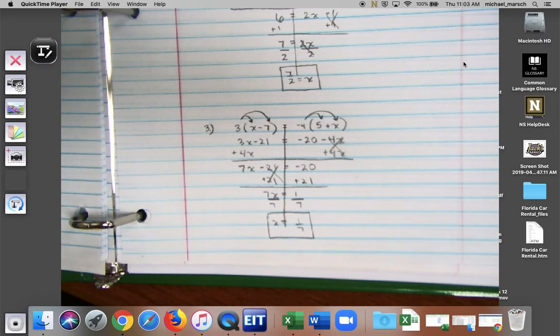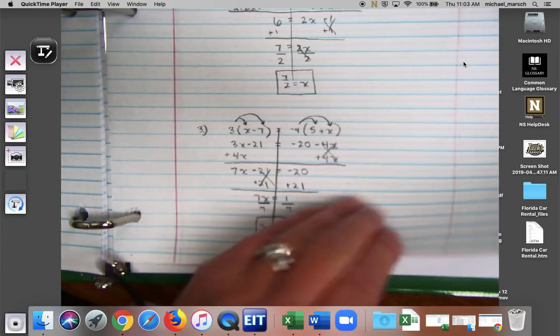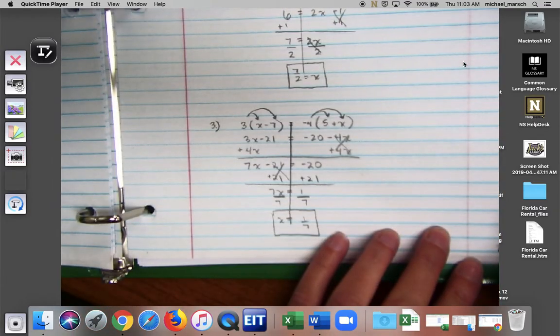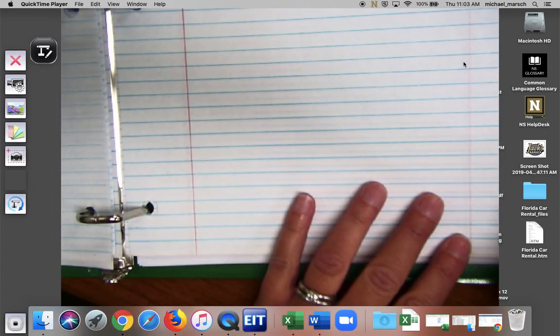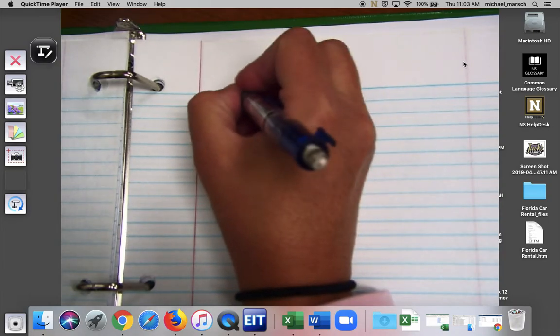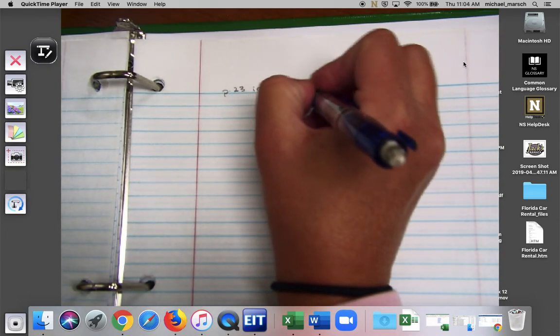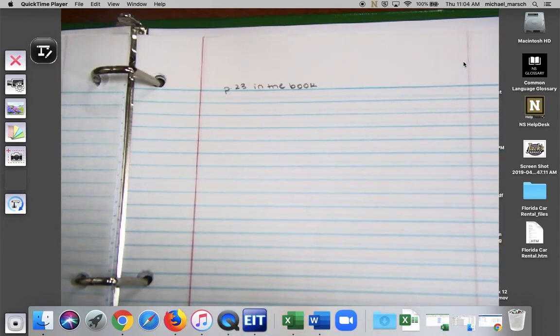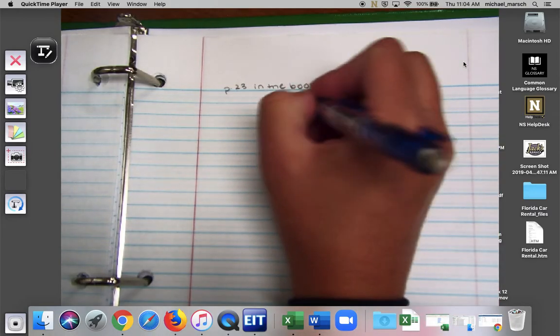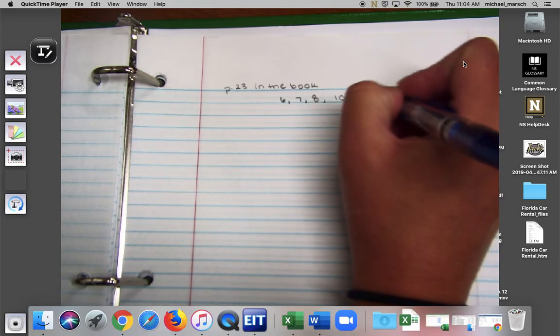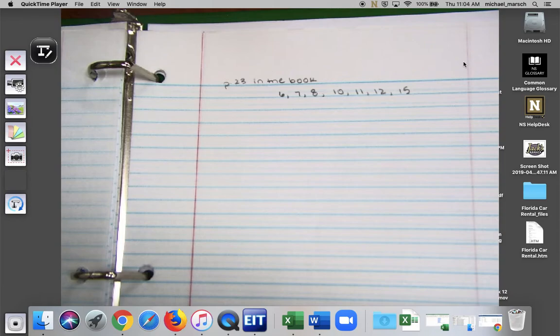On the next page of your notes, we're going to do some practice problems. So just turn to page 28, maybe? Whatever the next page is in your notes. So this is going to be 29 actually, because this was 28. At the top of page 29, I want you to write this: Page 23 in the book. And then I want you to write these numbers: 6, 7, 8, 10, 11, 12, 15. Those are the numbers you're going to work on right now on that page in the book.